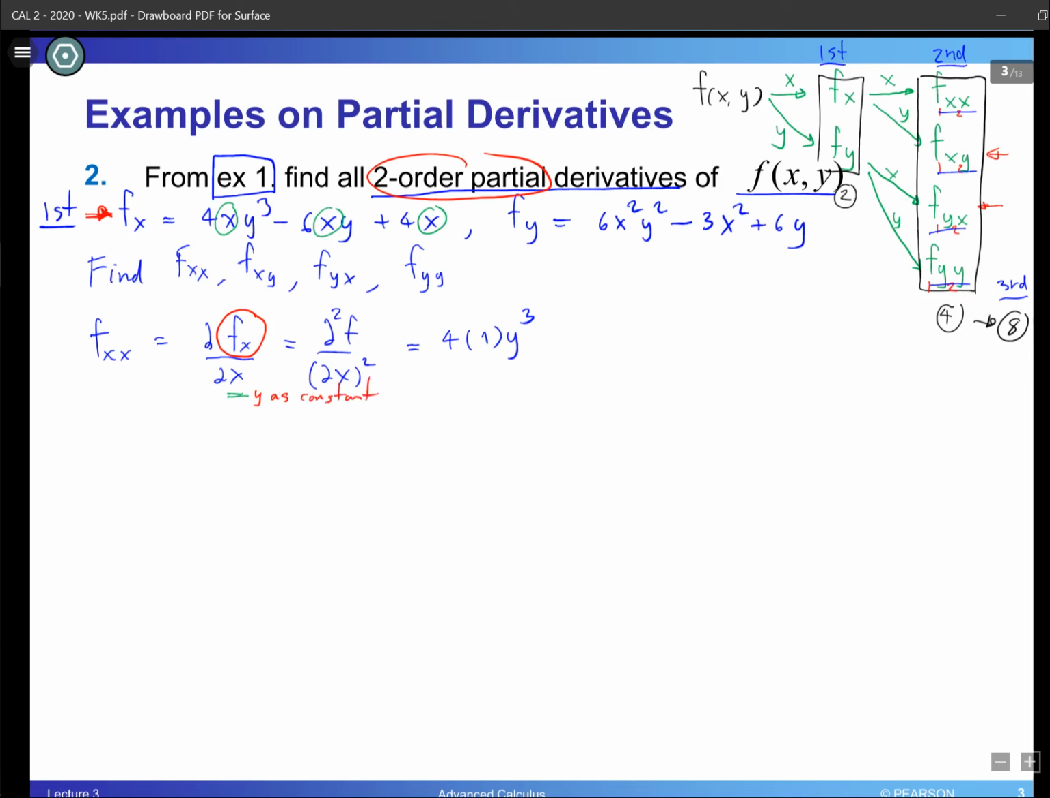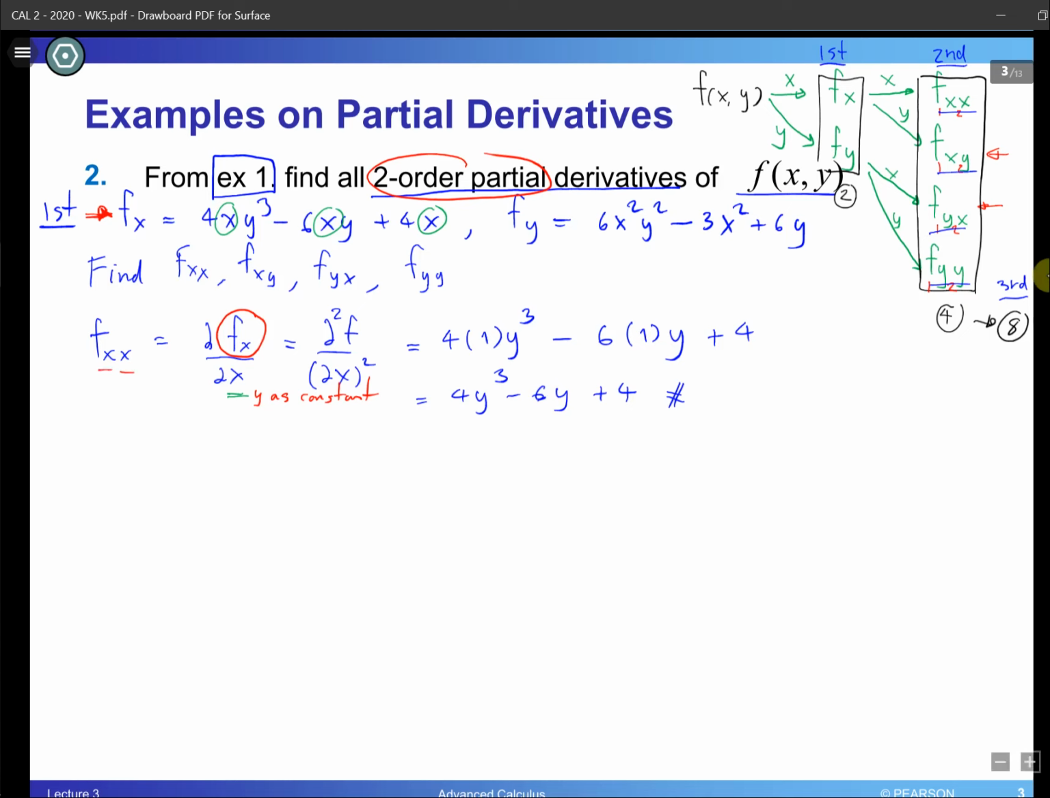Alright, so here let's move to the next term. 6 stays the same, x becomes 1, and y stays the same. Plus 4x, differentiate 4x with respect to x, we get 4. So in the end, we have this 4y cubed minus 6y plus 4. And this is the second order partial derivative, the first one, with respect to x and x.